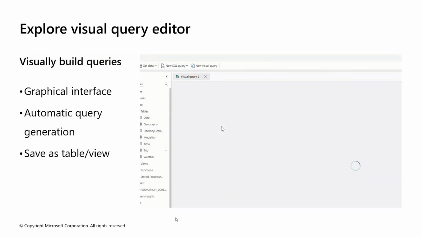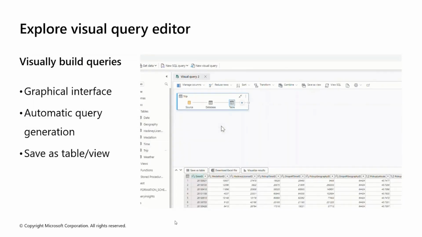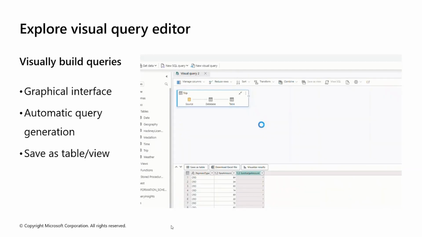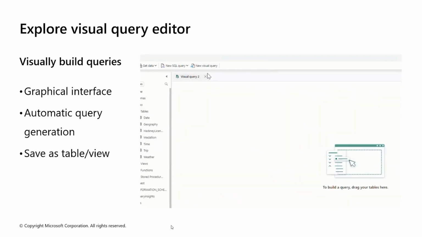So this feature, we also observed when we were performing our previous demonstration. The visual query editor in Microsoft Fabric Data Warehouse is a tool that provides an intuitive interface for building SQL queries. It simplifies the process of writing and managing queries, especially for those who might not be comfortable with SQL syntax.